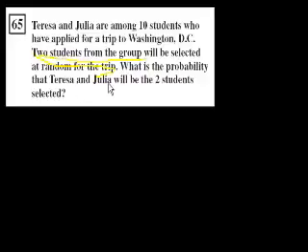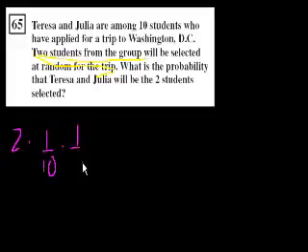What is the probability that Teresa and Julia will be the 2 students selected? So the way we did it last time, we said, okay, we could pick Julia first, and there's a 1 in 10 chance, and then we would pick Teresa, and that's a 1 in 9 chance. Or we could go the other way around. So it would be 2 times 1 over 10 times 1 over 9, right? 2 because there's 2 different ways to pick the people. And then for each of those ways, there's a 1 in 10 chance of picking the first person, and then a 1 in 9 for the second. That was the intuitive way we did that in the last video.